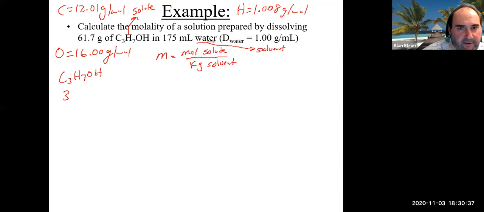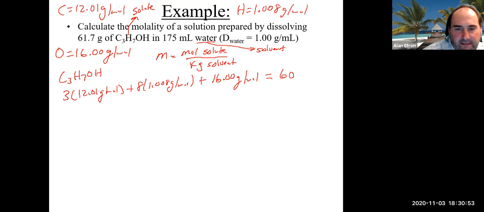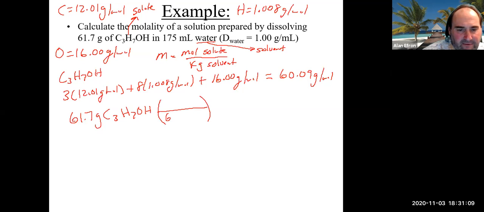C3H7OH. So that's going to be 3 times 12.01 plus 8 times 1.008 for all of our hydrogens. And it looks like a 16 there. And that's going to give us something like 60.09 grams per mole as the molar mass. So we're going to use that to get our 61.7 grams into moles. So we'll divide by the 60.09.